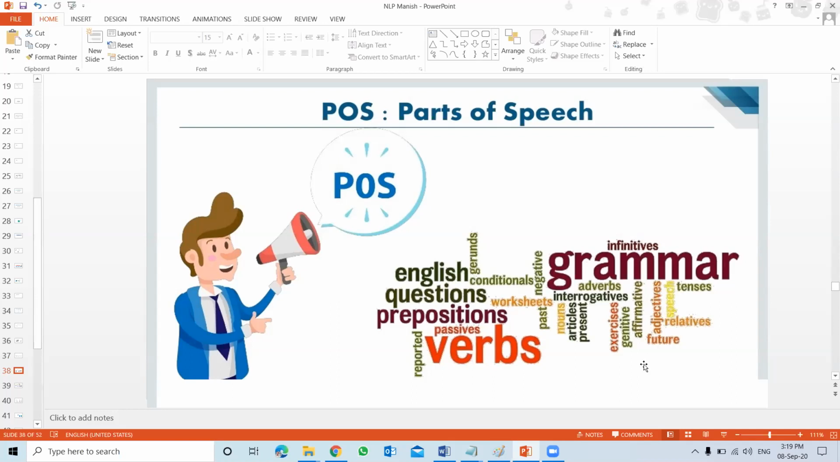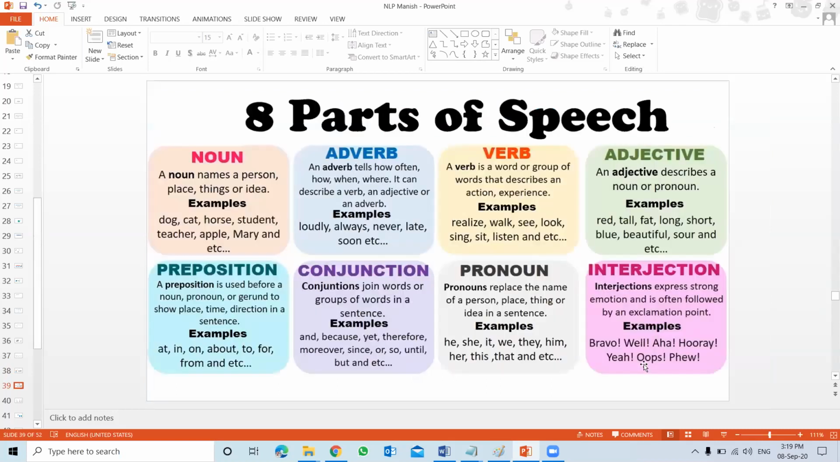So guys, I'm sure that in class time, in school time, you have probably gone through all these POS in English grammar rules. The same thing we are implementing here, but only a few implementation parts have some difference. Like here we have noun, adverb, verb, adjective, preposition, conjunction, pronoun, interjection. All these things we use in NLP for creating modeling techniques.